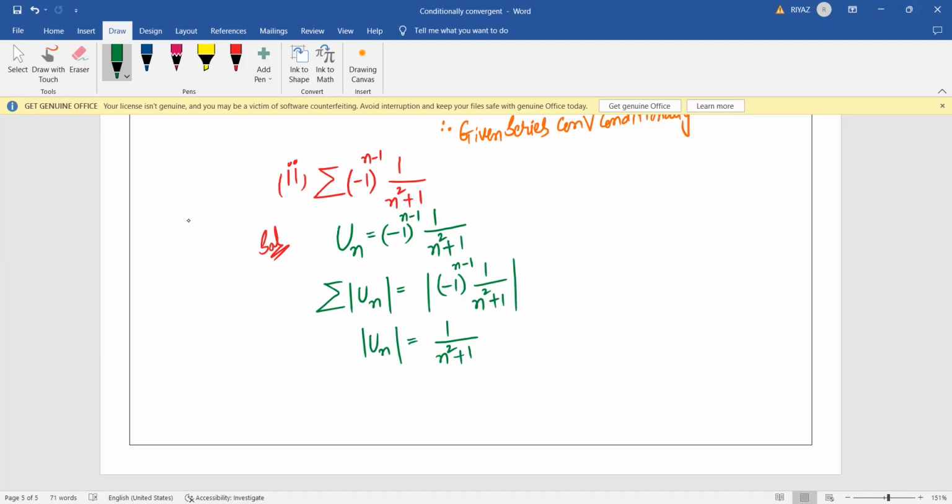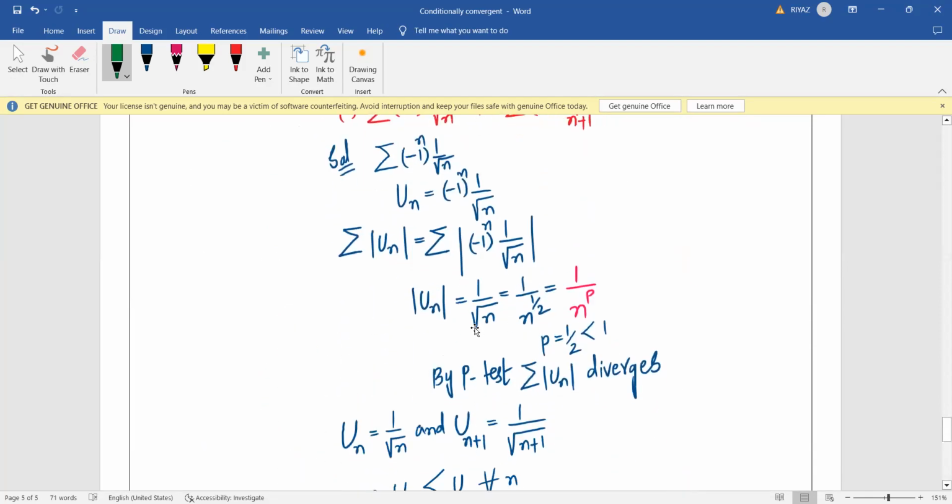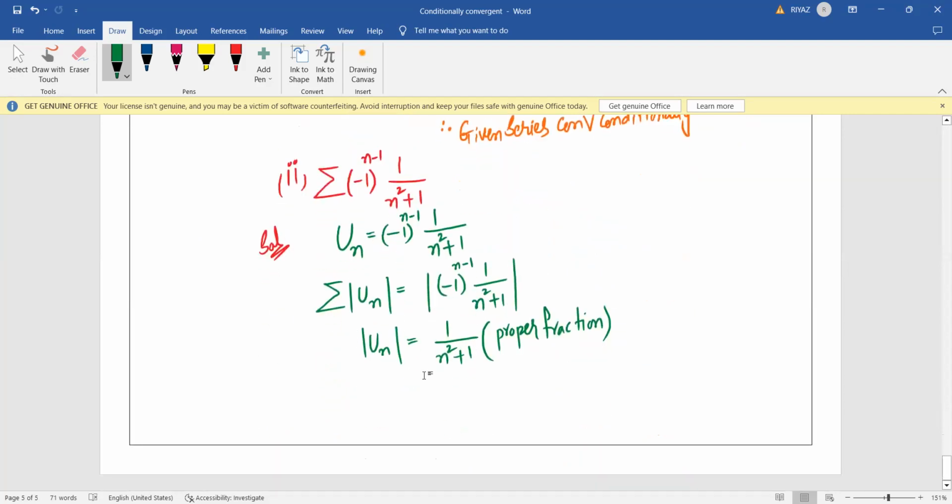Now, if you remember, it is a proper fraction, because the degree of the denominator is greater. So which test? Here also we came across this situation before, but there we directly applied the p test and got the answer. Here the situation is a little different. So for a proper fraction, which test? That is the limit comparison test.